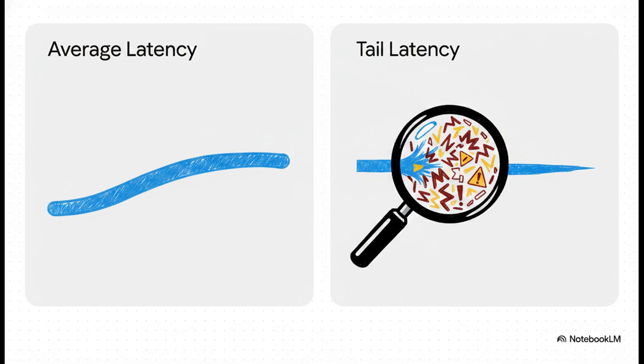True reliability engineering demands obsessing over the P99 tail. P50 just means half your requests are faster, half are slower. But if you have an endpoint with an average latency of 50 milliseconds, you might still have 1% of your users waiting 2 full seconds because of hidden bottlenecks.